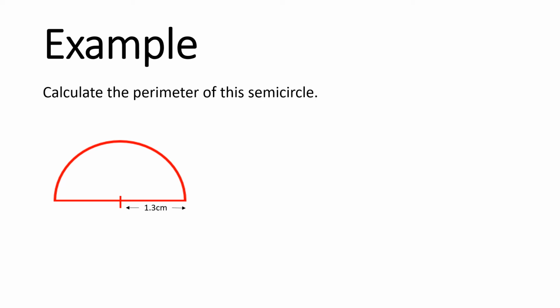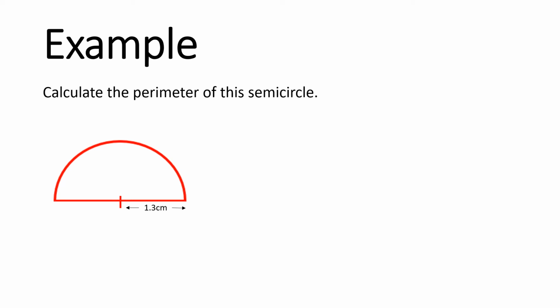Let's have a look at another example. Calculate the perimeter of this semicircle. Now if we have a look at the diagram, we can see that with this semicircle, we've been given the radius. We haven't been given the diameter. So we need to calculate the diameter so that we can substitute it into our formula. This is the most common mistake that people make with these questions. They will use the radius instead of calculating what the diameter is.